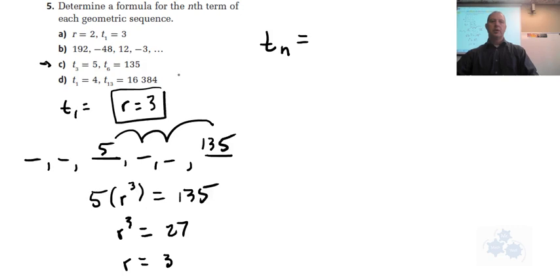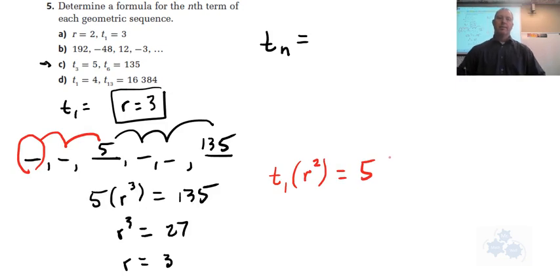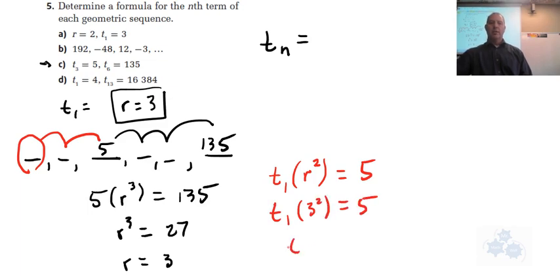R is 3. Now we need to find T1. Well, T1, again, you can set up another equation. T1, that would be this one, times R, so that's times R squared has got to equal 5. Well, we know R. So T1 times 3 squared equals 5. T1 is 5 divided by 9. 5/9.